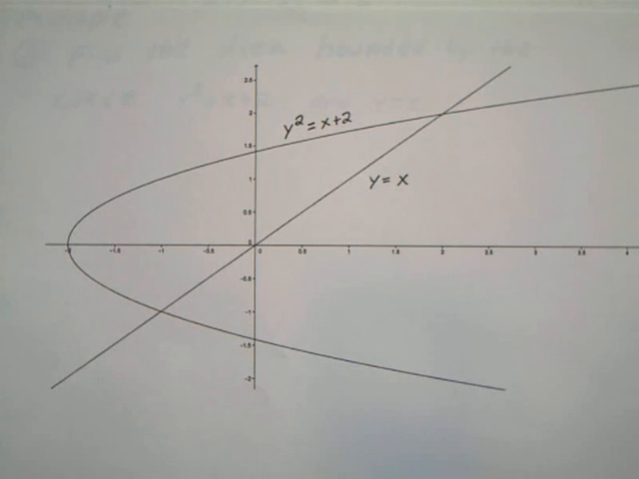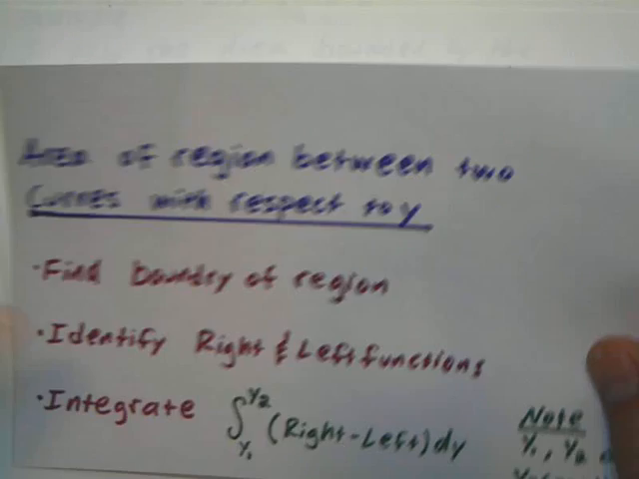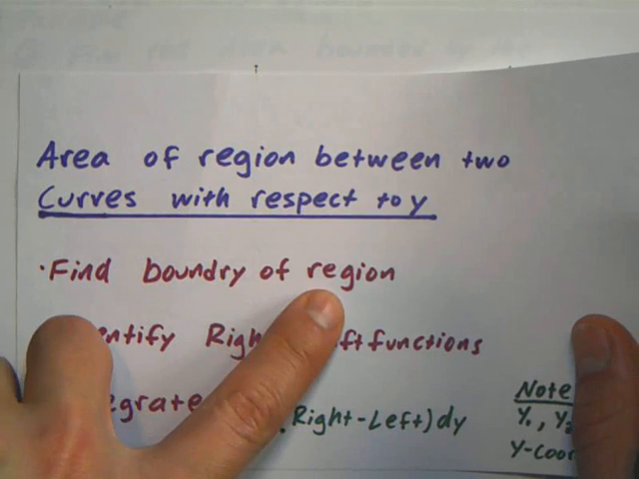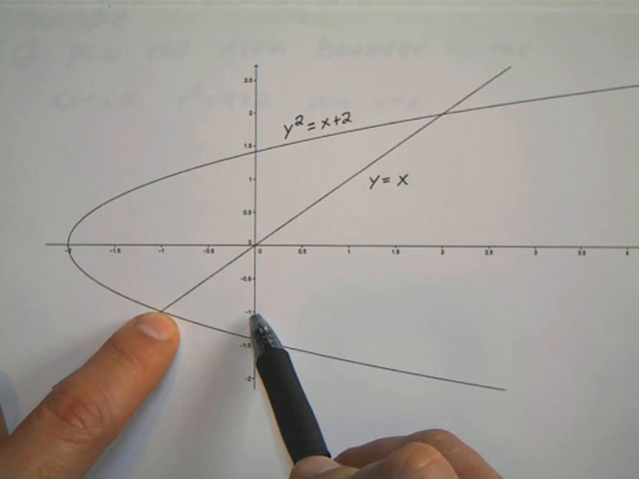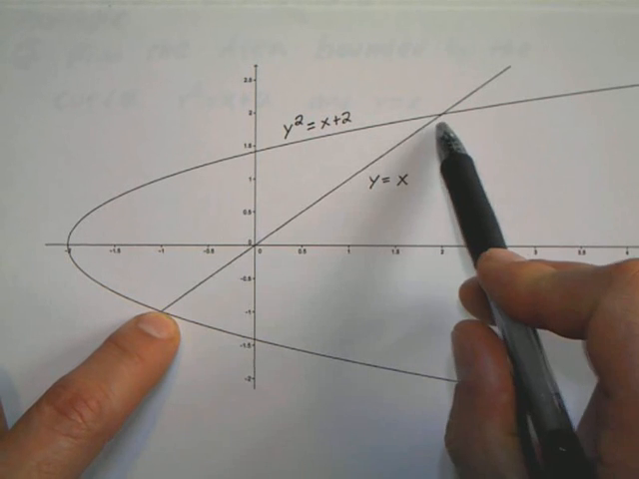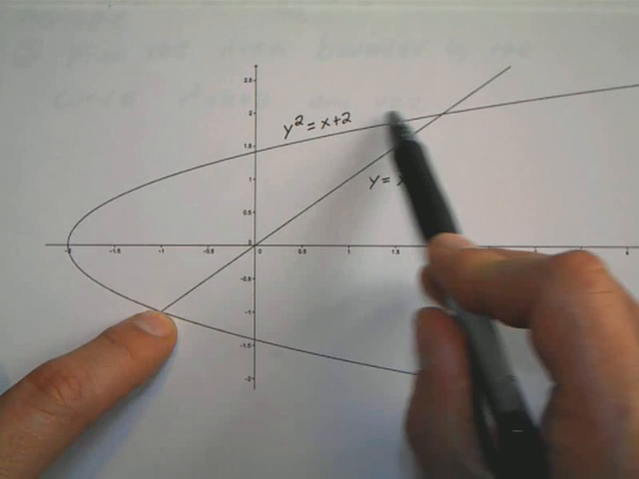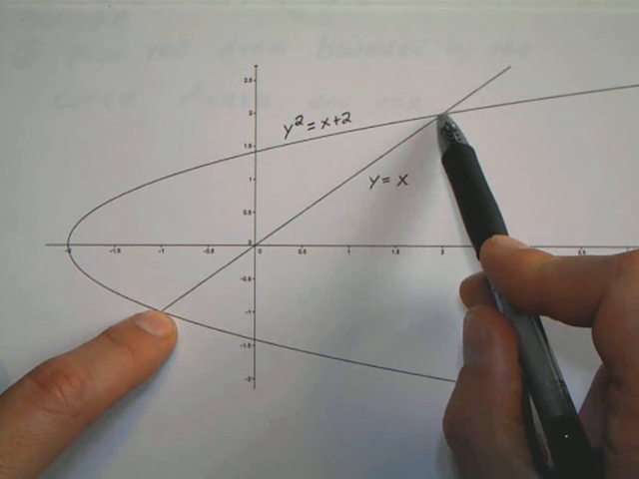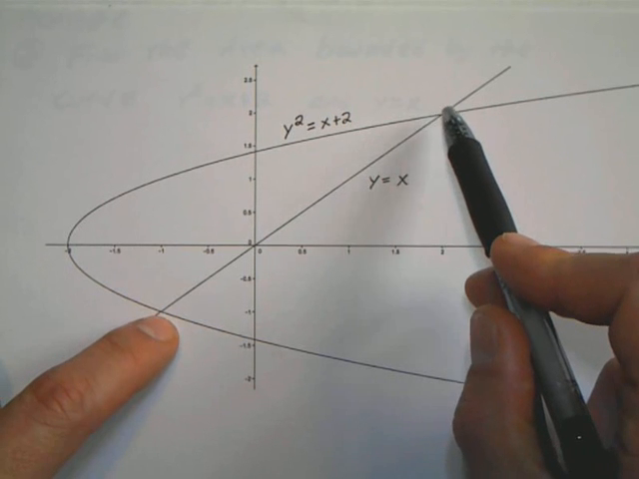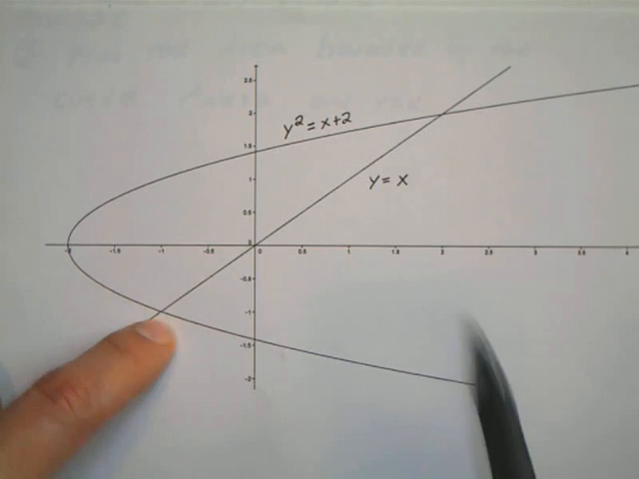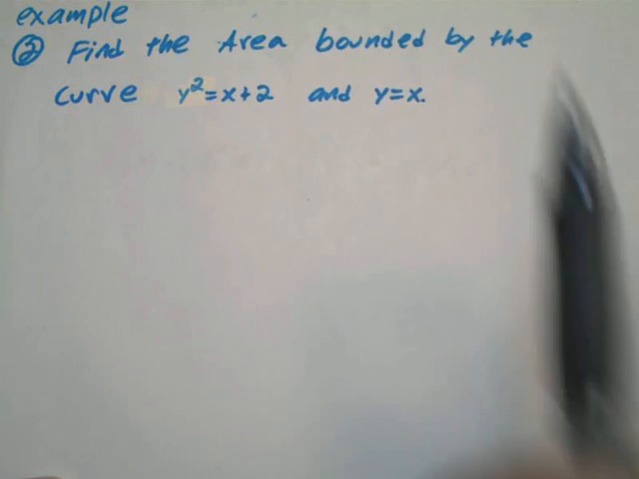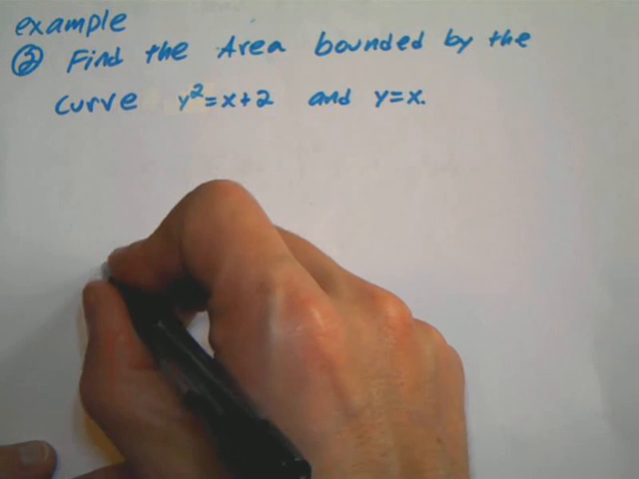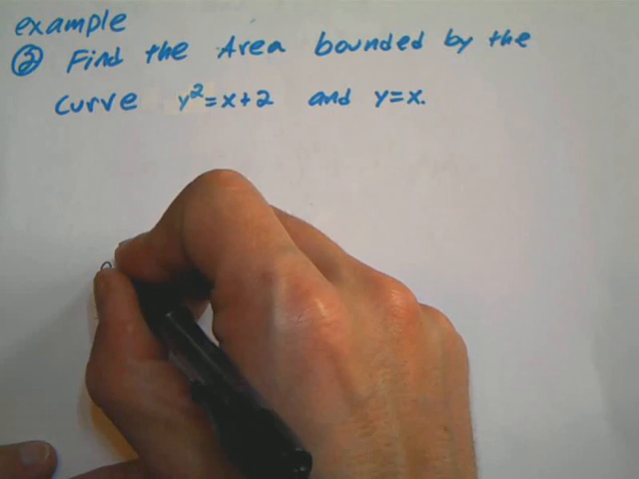Alright, so first piece, we have to figure out the boundary of the region. So where they intersect with respect to y is at -1, and they also intersect over here at 2. So they intersect at -1 and 2. So the limits of integration are -1 to +2.